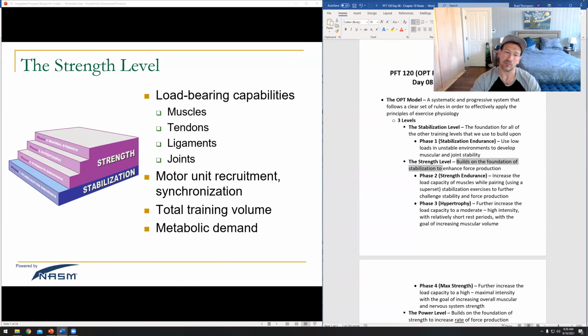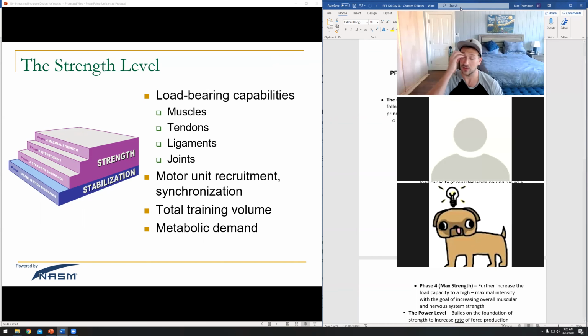Little things like that. So the idea here is that we are increasing the load bearing capabilities of our muscles, our tendons, our ligaments, our joints. We're going to do this through motor unit recruitment. Remember, pretty early on in this module we got to the nervous system and talked about how a motor unit is a neuron and all the little muscle fibers that it's going to zap. The more of those neurons you can recruit, the more of those muscle fibers, thousands of motor units simultaneously, all of those fibers are going to contract. That's going to be a stronger person.